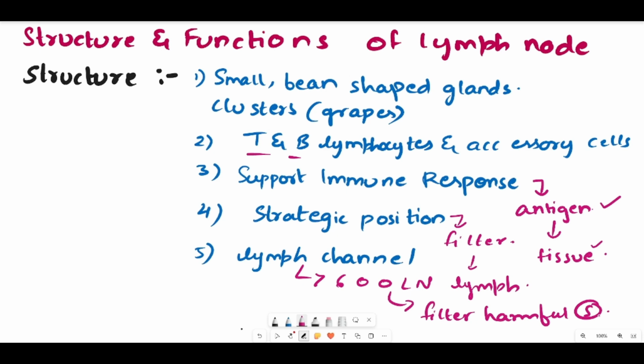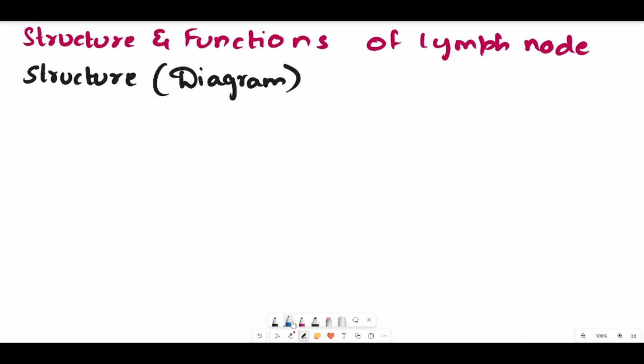And these are located in different positions throughout the body, which is useful for filtering the lymph. And these lymph channels have approximately 600 lymph nodes that are useful for filtering harmful substances in the body. Now let's look at the most important part, which is the diagram.